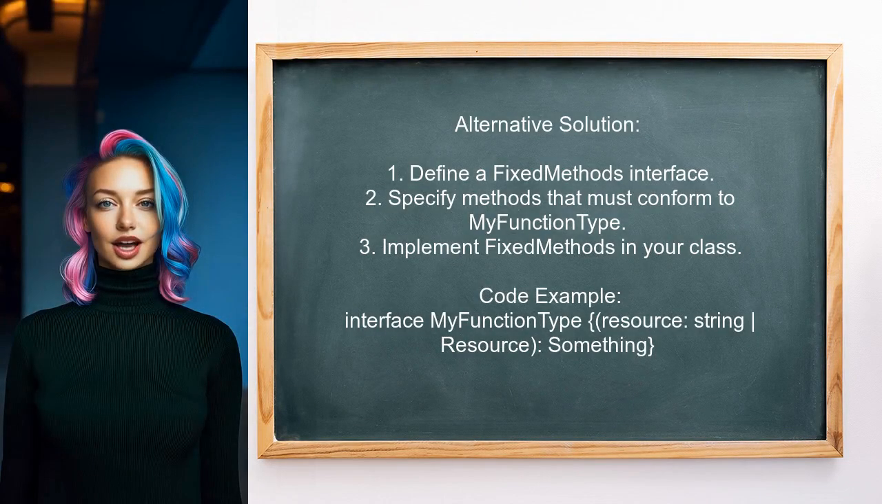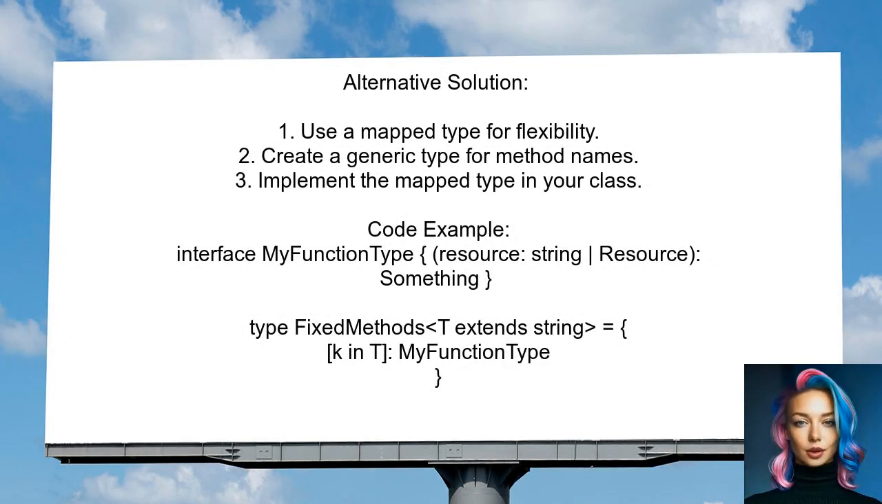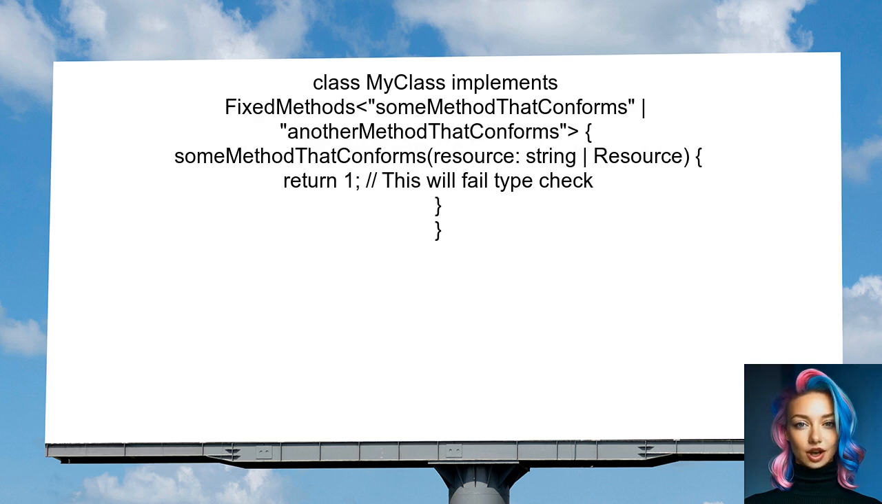An alternative approach suggested by another user is to define an interface for the methods in your class. They recommend creating a fixed methods interface that specifies which methods must conform to the myFunctionType interface. By implementing this interface in your class, TypeScript will enforce that the specified methods return the correct type. For a more complex solution, the user suggests using a map type to create a generic type for the methods. This allows you to specify multiple methods that must conform to the myFunctionType interface, ensuring that TypeScript checks for their presence and correctness.